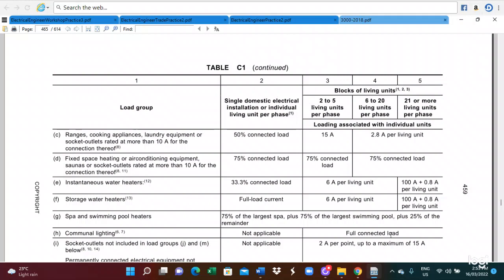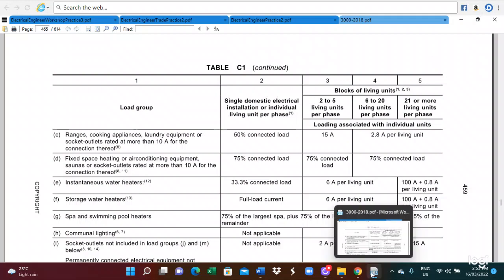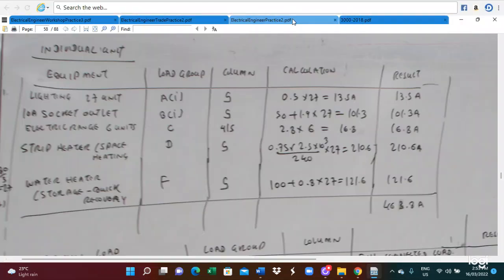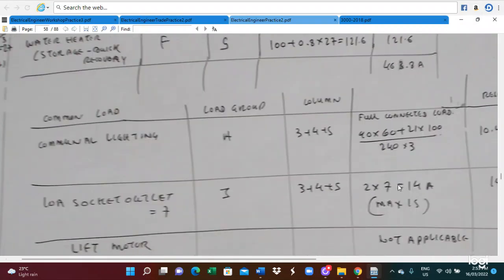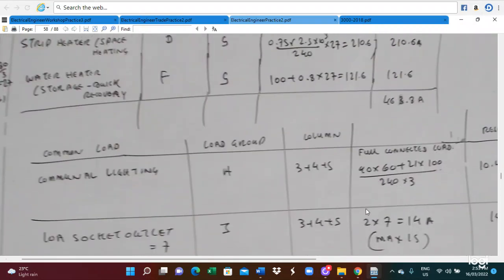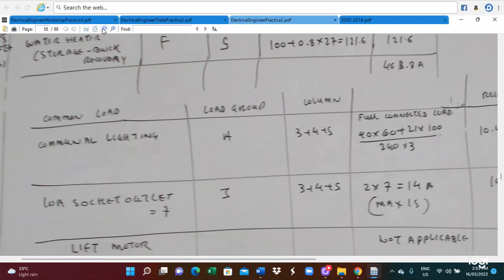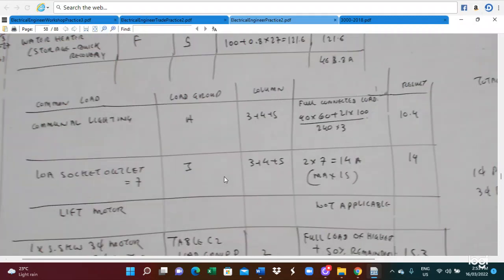So these are the rules we had to use because 21 or more is in column 5. So we substitute here: 100 plus 0.8 multiplied by 27. So we got 127.1. So you add everything, you got the 463.8 ampere. So this is the way we calculated. Then we have to utilize a column. In this case, this is for the individual living unit.